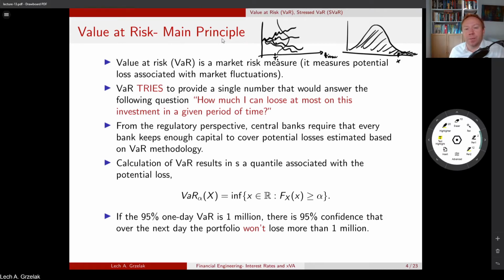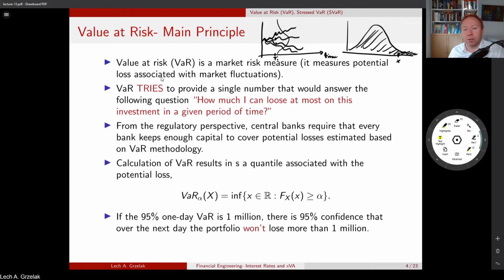If you have mastered the subject from the previous lecture, you'll be well on track to really understand the valuation of value at risk, historical VaR, and also stressed VaR, and of course the expected shortfall, very easily and without so much problem. So the value at risk is a market risk measure. It measures potential losses associated with market fluctuations. Before, in potential future exposures, we were looking at the potential exposures. Here we are looking at potential losses.